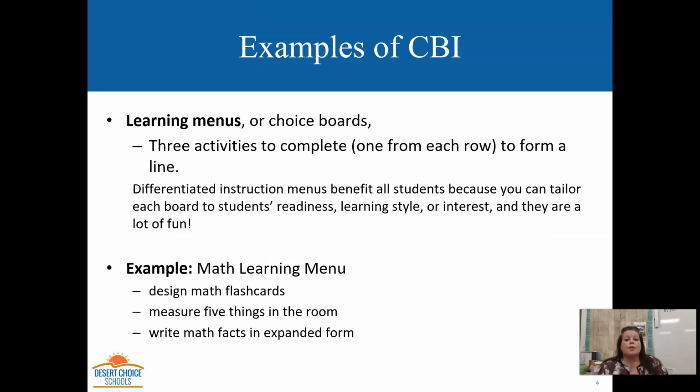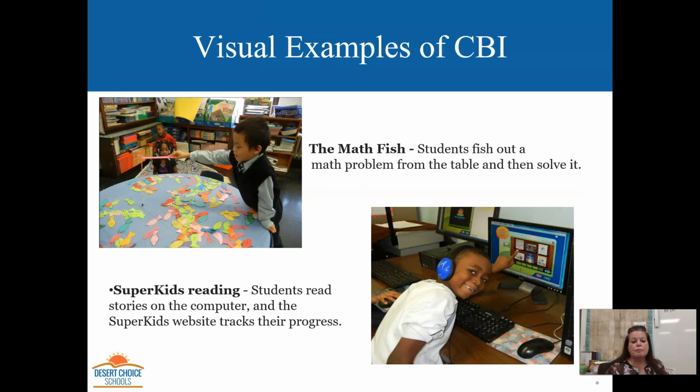There's also choice boards with the kids, which the kids love, and it's like a tic-tac-toe board. You pick 3 activities to complete, 1 from each row, to form a line. Okay, they love these. It's tailored to their needs, their learning style, their interest, and they love them. Example, math learning menu. Design math flashcards, measure 5 things in the room, write math facts in expanded form. Those are ideas of what would go on a math learning menu.